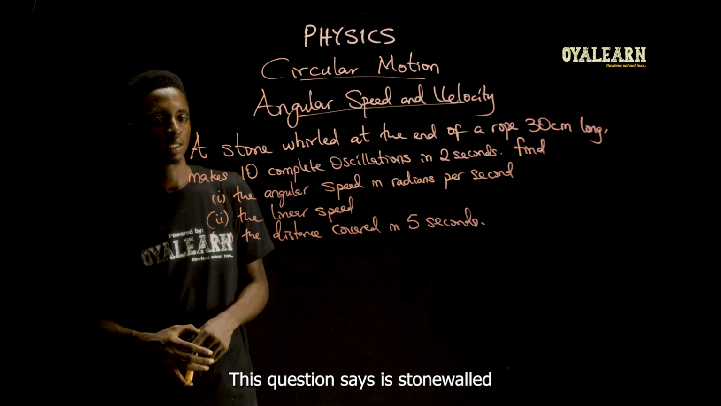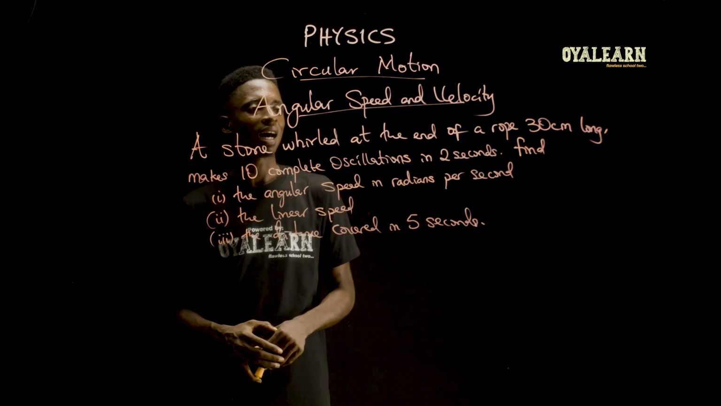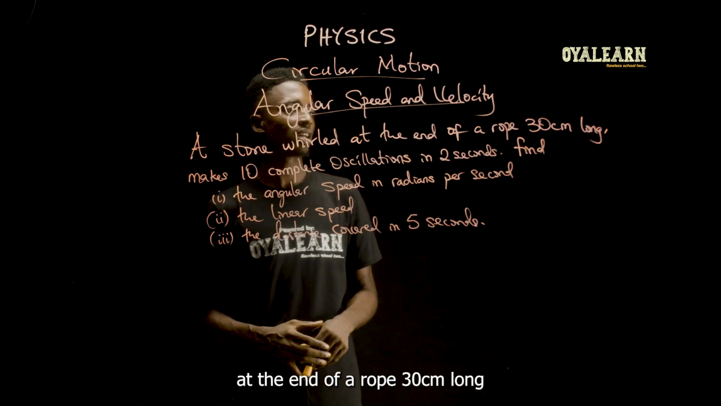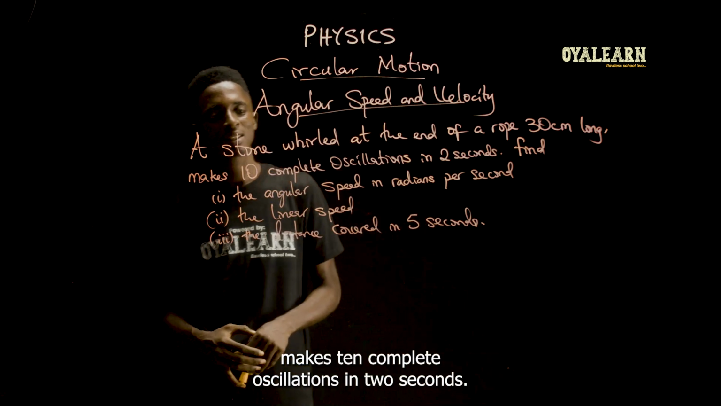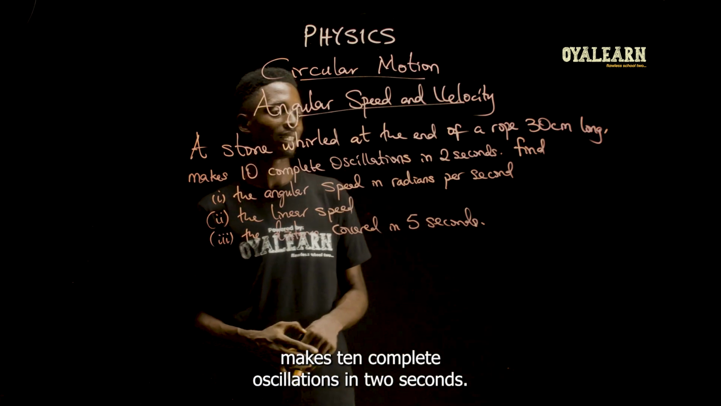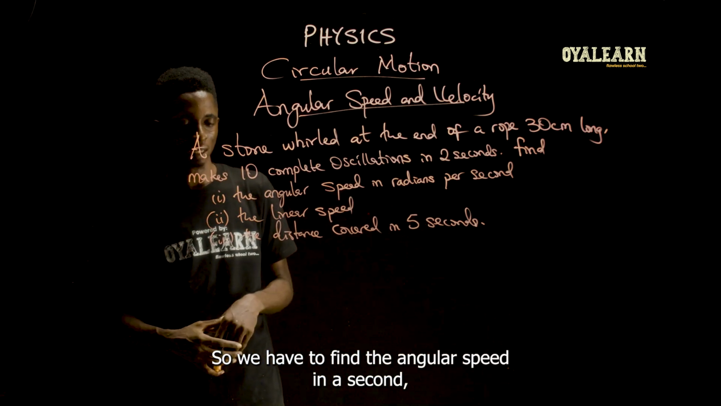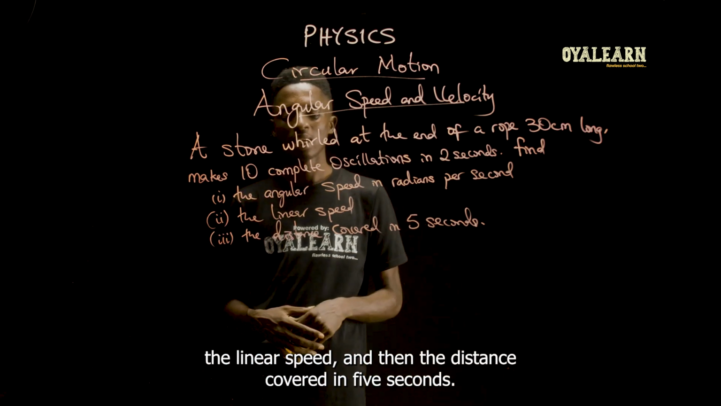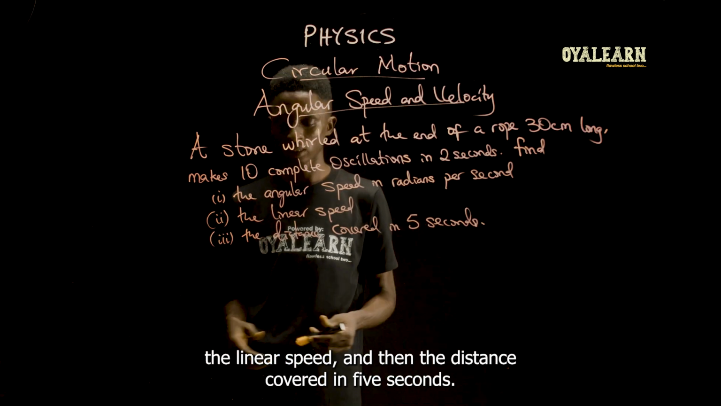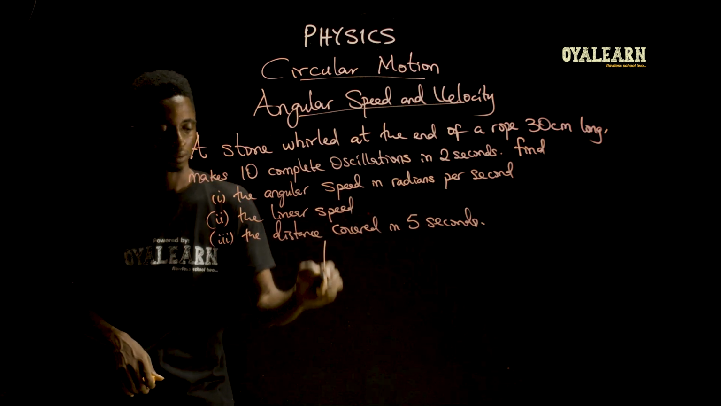This question says, a stone tied at the end of a rope 30 centimeters long makes 10 complete oscillations in 2 seconds. We have to find the angular speed in radian per second, the linear speed, and then the distance covered in 5 seconds. So let's solve.